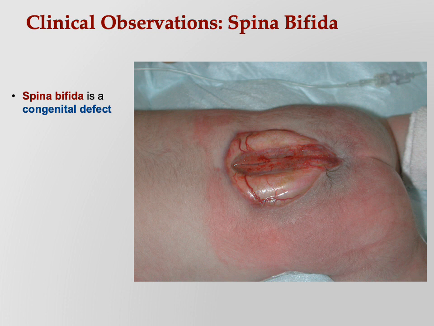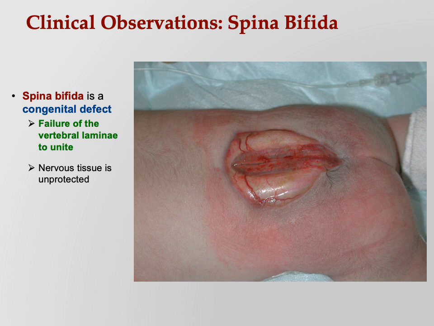So bifida, remember the two forks, basically bifida. So when the two lamina don't fuse together, you create an opening and the spinal cord can come out. It's a failure of the vertebral laminae to unite. Nervous tissue is unprotected, possible paralysis and other complications. Sometimes it's fatal. People don't survive birth. Other times they survive birth, but they're paralyzed from that point on.